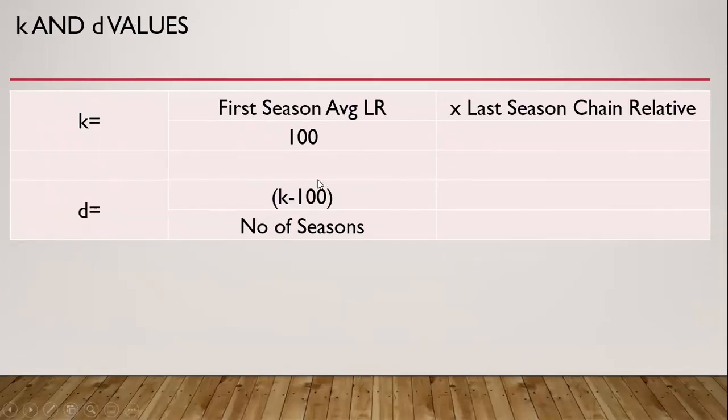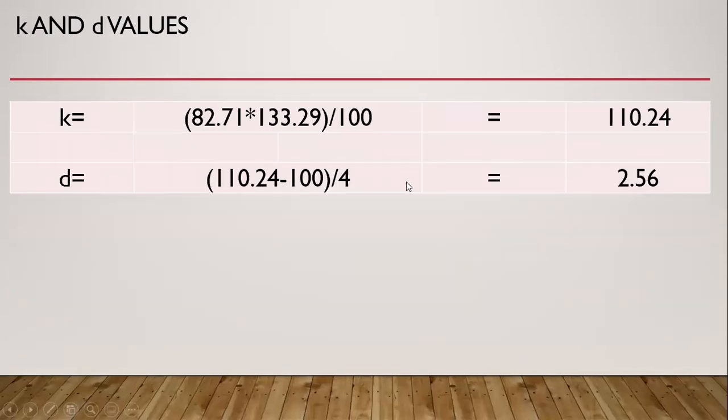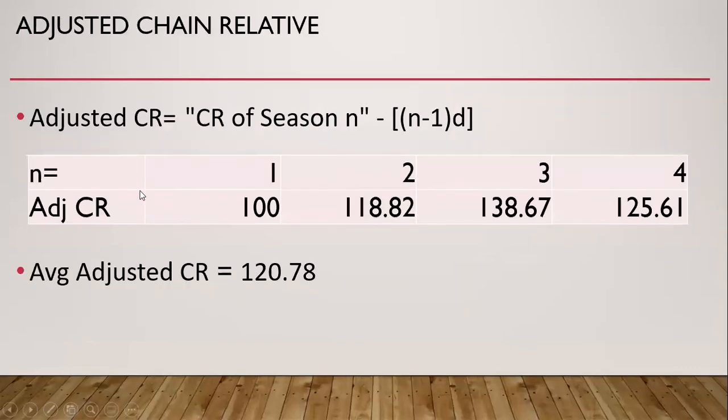These are the formulae for K and D, and this is the implementation of formulae for our present data. And so the adjusted chain relative is equal to chain relative of a season n. We have divided quarter 1, 2, 3, 4 as season 1, season 2, season 3, and season 4. So n represents 1, 2, 3, 4, and this is the formula for adjusted chain relative. So the adjusted chain relative comes up to be these four values, and the average of these four is 120.78.